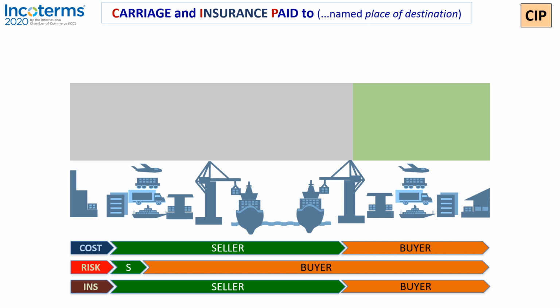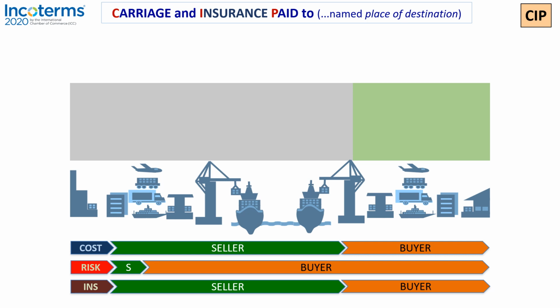The next one in this set of 7 Incoterms is carriage and insurance paid to, which is CIP. If you look at the responsibility chart at the bottom here, you will find that what has moved is the responsibility of insurance. Everything else remains the same as CPT.